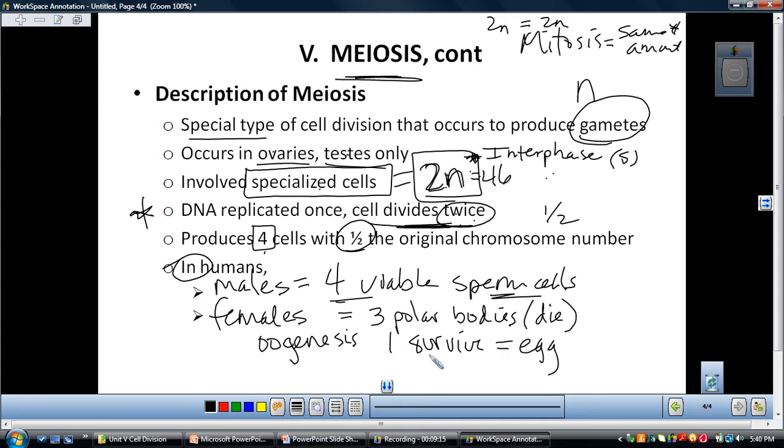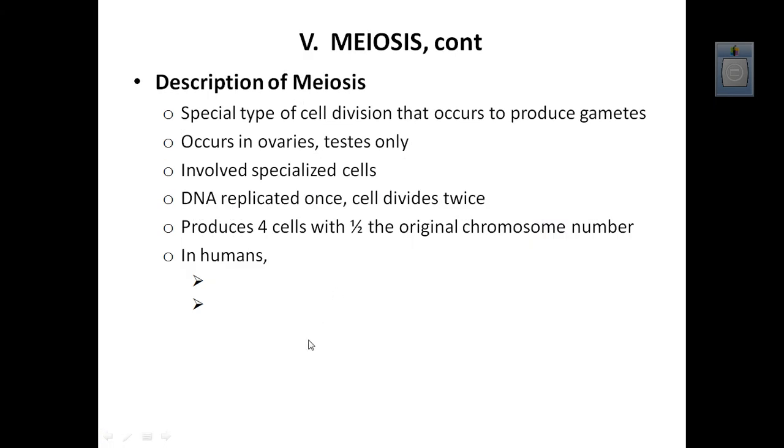And so typically a female has one egg produced per month through meiosis. Males will have four viable sperm cells, and males go through this every day. So guys are producing sperm every day. Girls are producing an egg cell once a month, which is why, if it's not fertilized through sex, then she's got to slough it off in the menstrual cycle. Okay, and we'll talk more about that when we get to the human body.